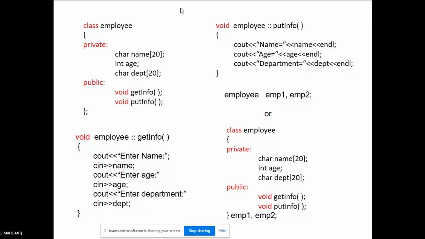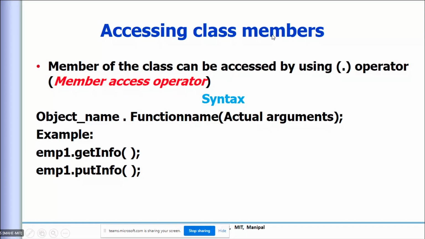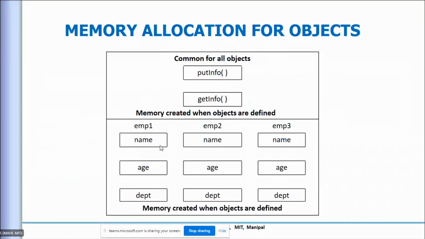Now let us go back. This is accessing a class member. You have already done this, so I won't go in depth. It is object dot member that you use. It is what the sir has already defined for you and given as information.